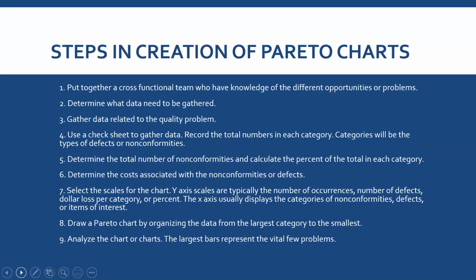Number 8, draw the Pareto chart by organizing the data from the largest category to the smallest. Number 9, analyze the chart and look into the largest bars, which represent the vital few problems.